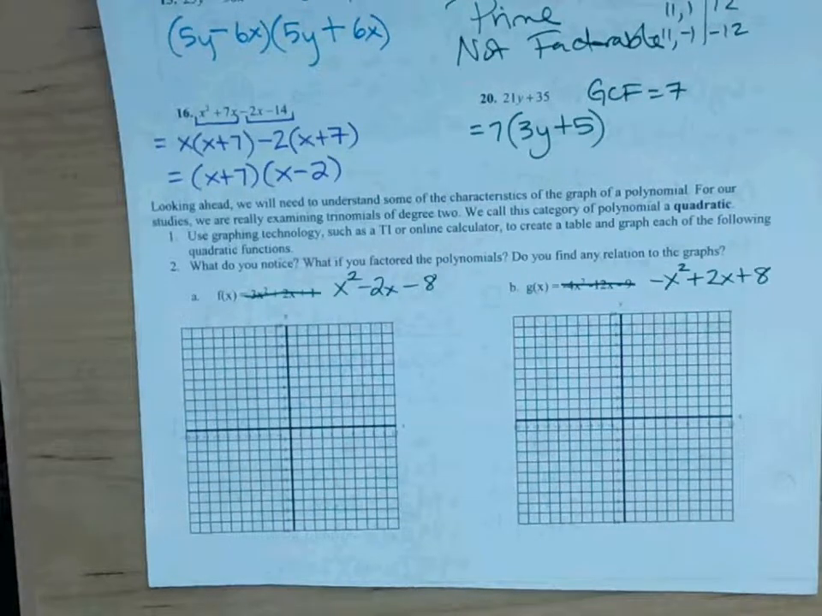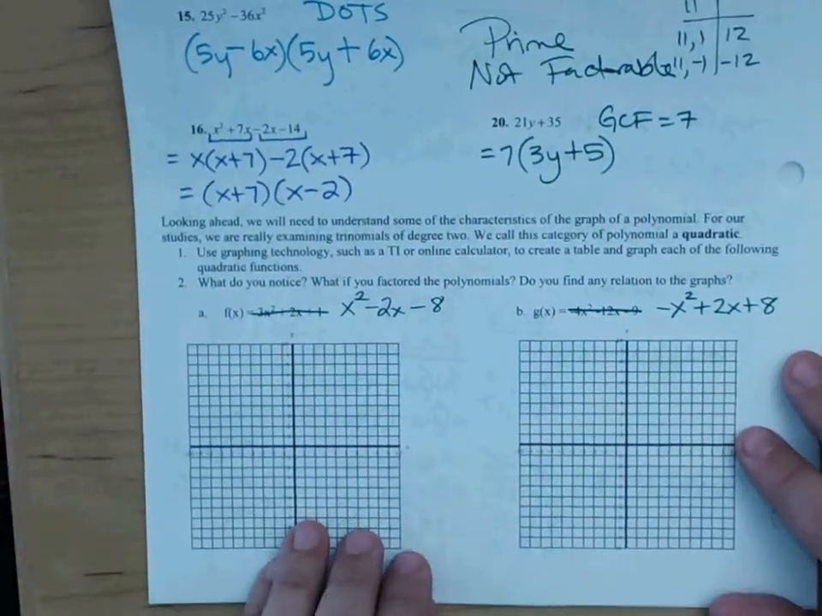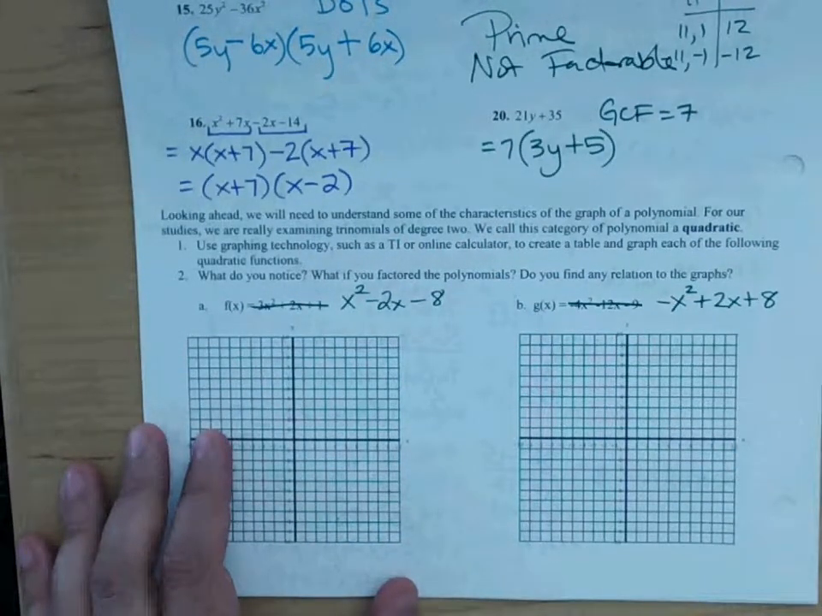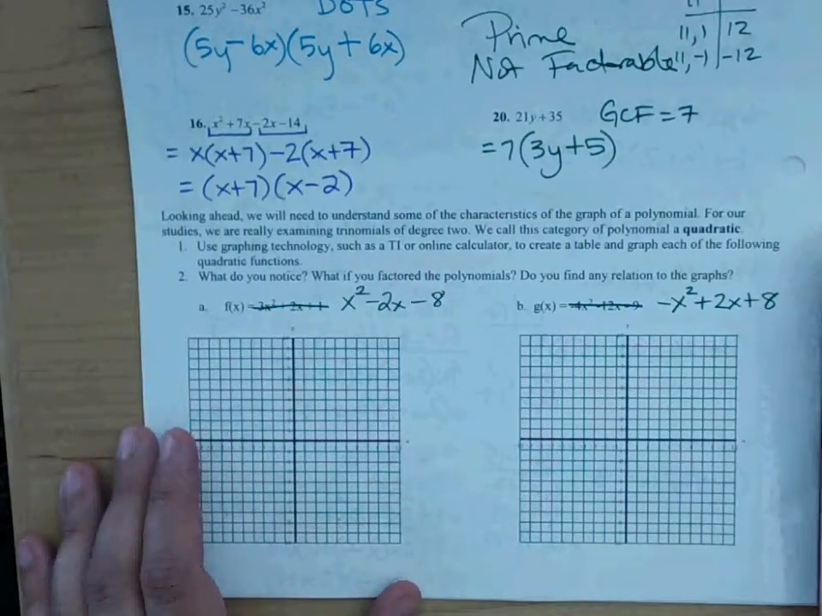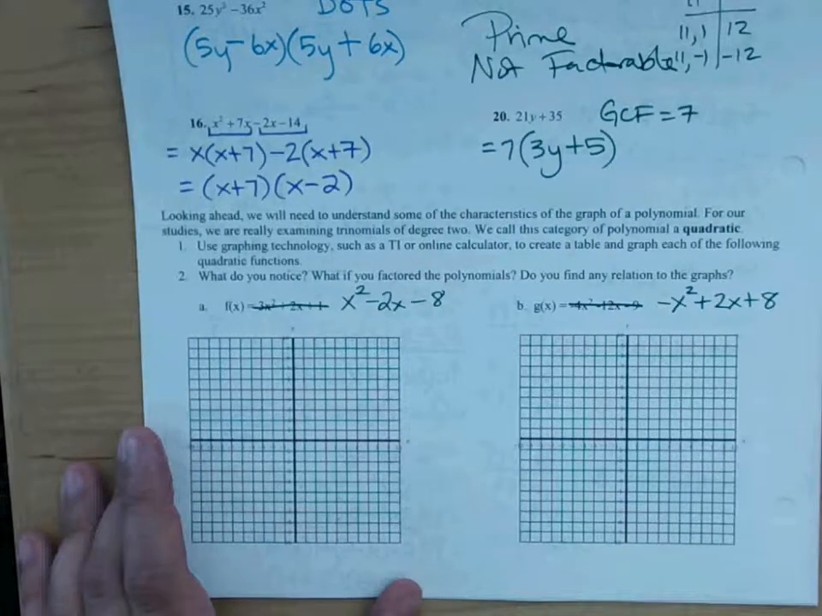Okay, so this is part 2 of the lesson on 6.5. We just got done factoring a bunch of polynomials, and now what we want to do is talk about the graphs. So I decided to change the examples to make them a little bit easier, and we're going to use the graphing calculator. So we're looking ahead. We're basically going to be doing these graphs in the next 2 lessons as well. So we will need to understand the characteristics of the graph of a polynomial.